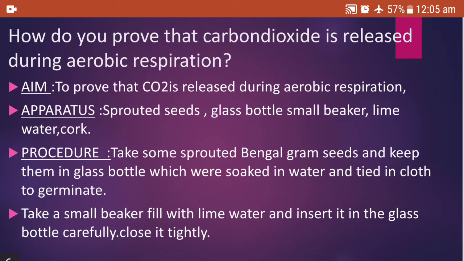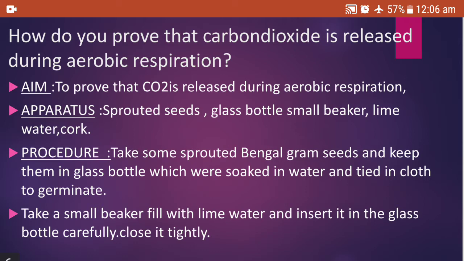How do you prove that carbon dioxide is released during aerobic respiration? Children, aerobic respiration means the respiration taking place in the presence of oxygen. To prove that carbon dioxide is released during aerobic respiration is our aim. Our apparatus are sprouted seeds, a glass bottle, a small beaker, lime water and a cork.